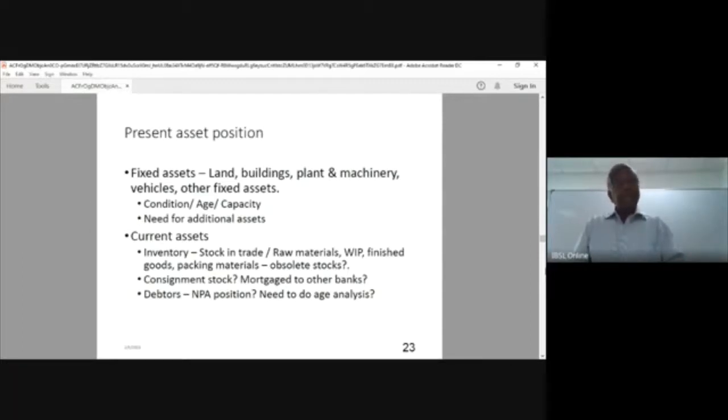In that case, you have to do age analysis. Age analysis means this: take the debtors, or the amount receivable, and do the age analysis. Say who are outstanding for more than 2 months. You have to separate them. That is what we call age analysis of debtors. So depending on the case, sometimes you have to do the age analysis.